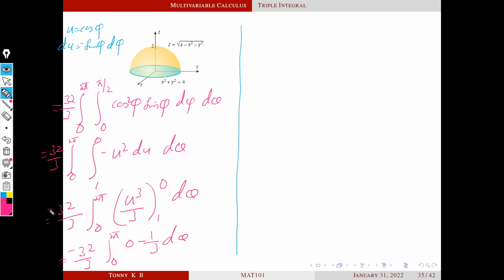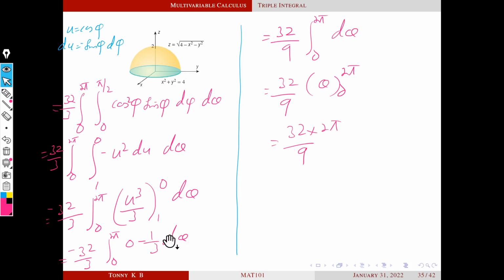The minus sign is taken outside. So u square becomes u cube by 3, from 1 to 0. When u equal to 0, the term is 0. Minus, when u equal to 1, this is 1 by 3, so minus 1 by 3. This minus 1 by 3 is a constant, you can take it outside. So minus minus becomes plus, so 32 by 9, integral from 0 to 2 pi d theta.